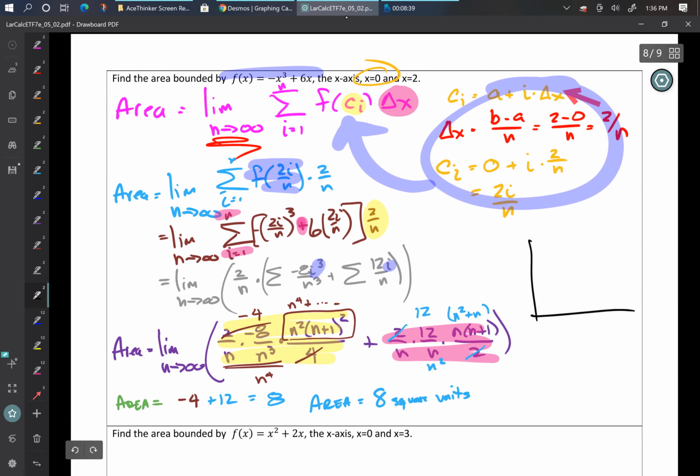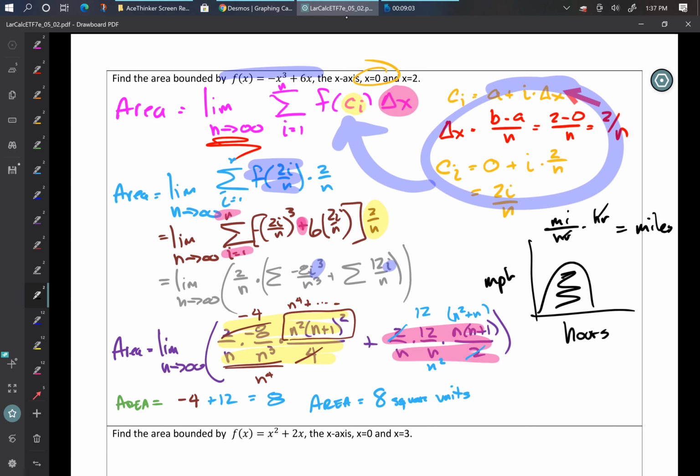suppose that this was, say, hours, and this was miles per hour, and you found area. Well, when you find that area, you're multiplying horizontal units by vertical units. So what are miles per hour multiplied by hours going to give you? Well, hours are going to cancel, and we just get miles coming out of that. So if this was measuring miles per hour in hours, we would say that this area means we traveled 8 miles.